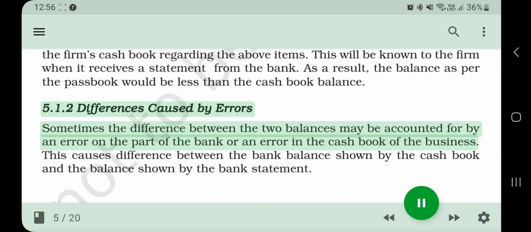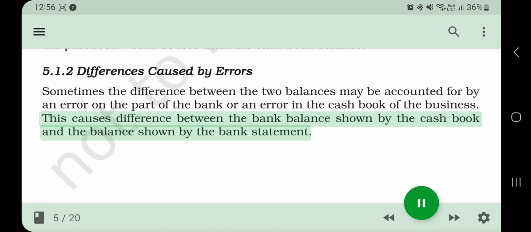5.1.2 Differences caused by errors. Sometimes the difference between the two balances may be accounted for by an error on the part of the bank or an error in the cash book of the business. This causes a difference between the bank balance shown by the cash book and the balance shown by the bank statement.